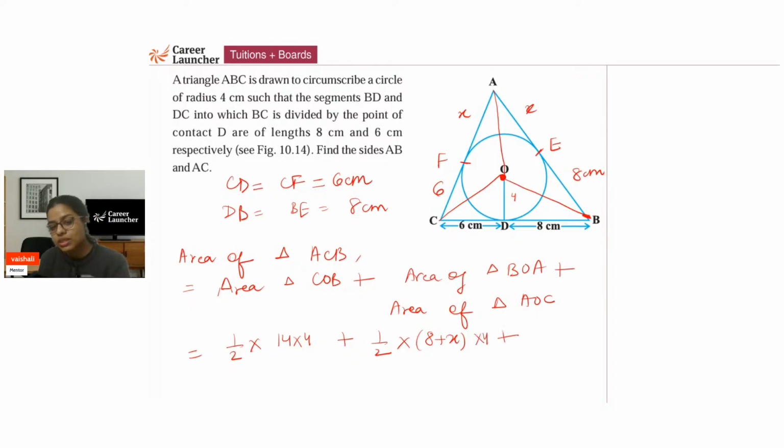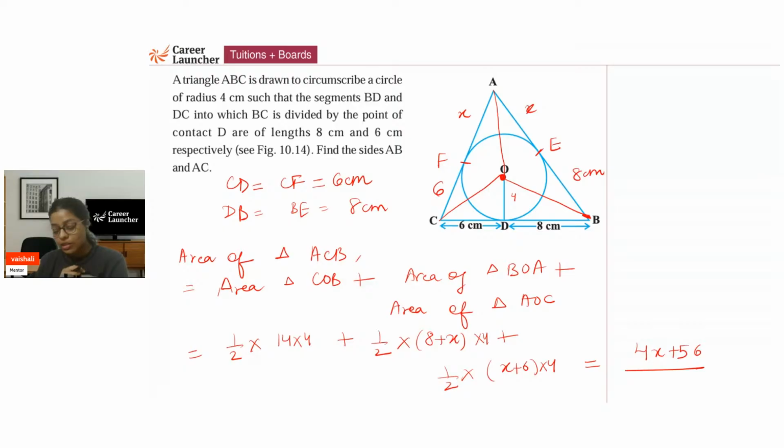So it is going to be the same plus half into base is x plus 6 into height which is 4. You have to solve this whole expression and आपको एक final equation मिलेगी. If you are going to add all of this, you should get 4x plus 56 as the area. No, the area is definitely going to be in terms of x क्योंकि मुझे x की value तो पता ही नहीं है, right? So that is what we are going to find in the upcoming calculations.